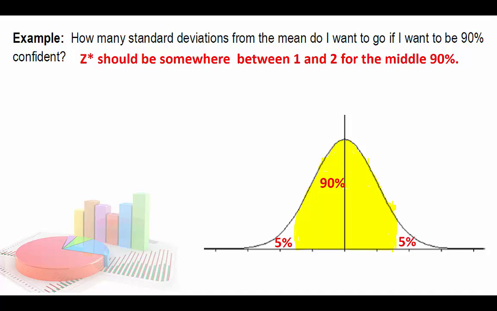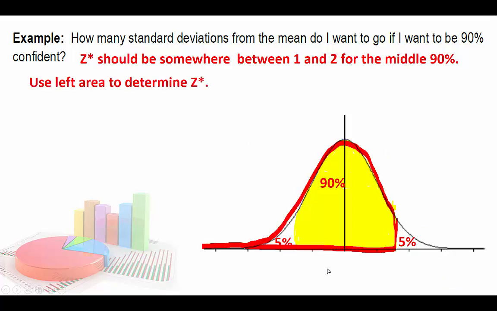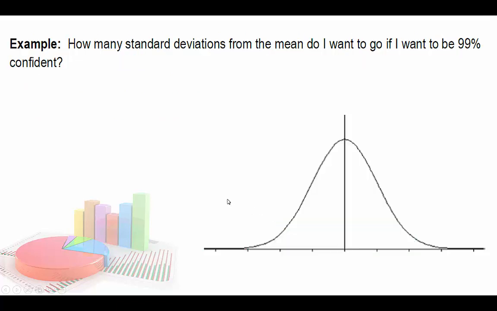I personally, working with you now, see it's a lot easier if you do your z-score for this side and include this whole area. So use the left area here to determine z star. Well, when I put these two together, I'm going to get 0.95. Now remember, this is a decimal here. We're going to do inverse norm of 0.95, and I get 1.64. So I want to be 1.64 standard deviations away from the mean on either side if I want to be 90% confident. What about 99% confident?